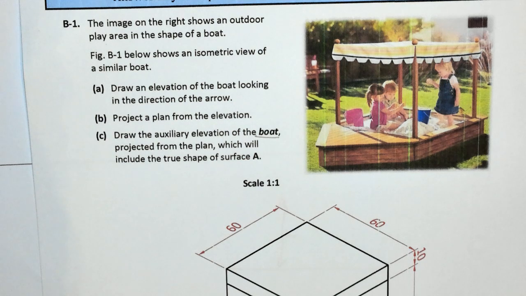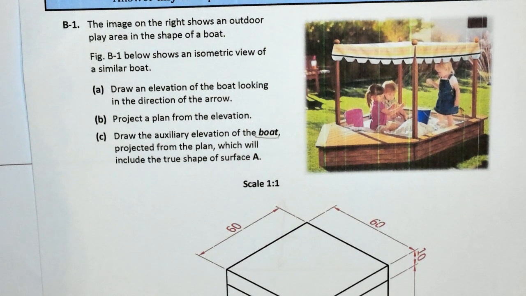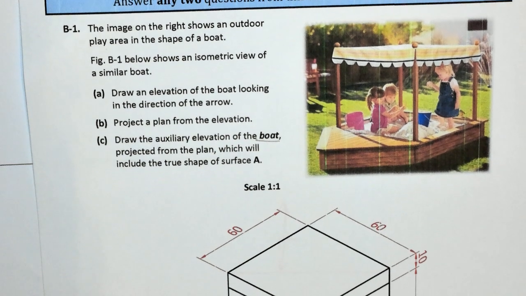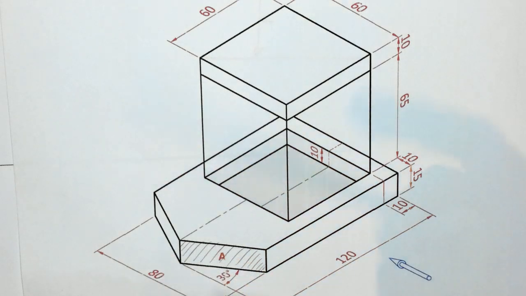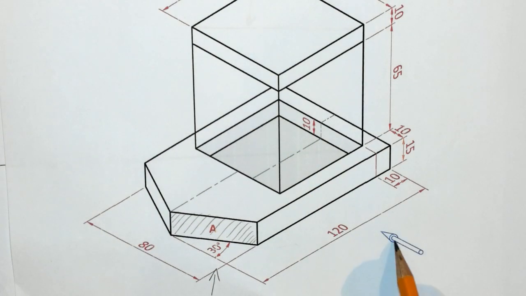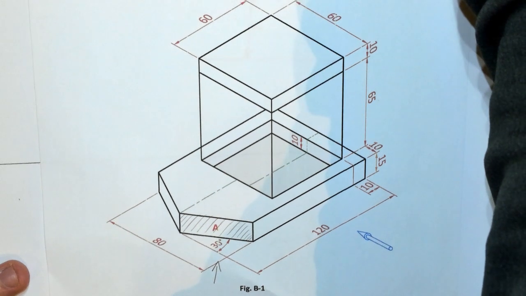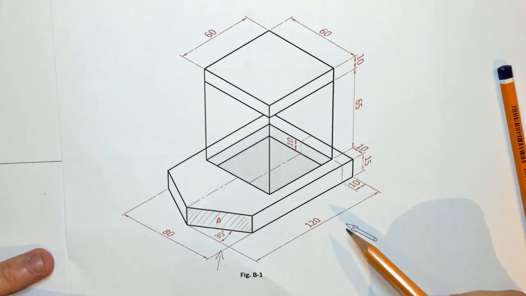Project a plan from the elevation and draw the auxiliary of the boat projected from the plan, which will include the true shape of surface A. Okay, so you can see it there, that's the overall boat. So the overall width of it, okay, we're looking at our elevation. The arrow here is pointing up towards the left hand side, so that tells us our elevation is going to go up towards the left hand side.